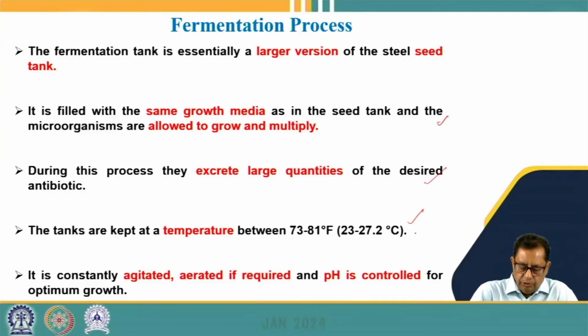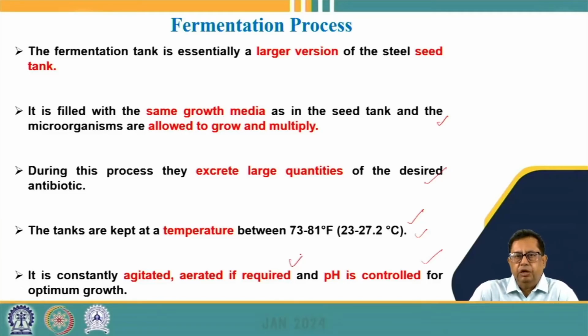It will depend upon the type of antibiotics that we are producing, so the temperature may be controlled accordingly. Similarly, these fermentation tanks are constantly agitated so that the contents of the fermentation tanks always remain in suspension, so that the required food as well as the required nutrients are available to all the microorganisms which are multiplying at a faster rate and producing the antibiotics.